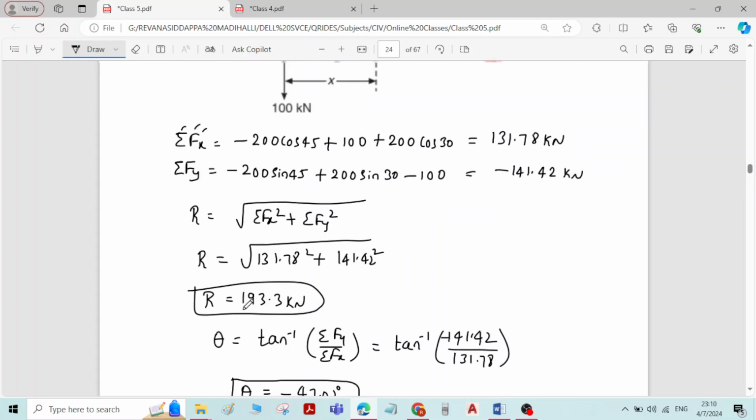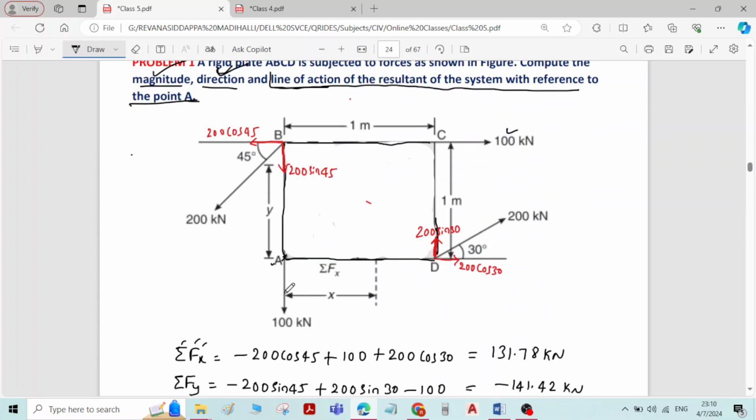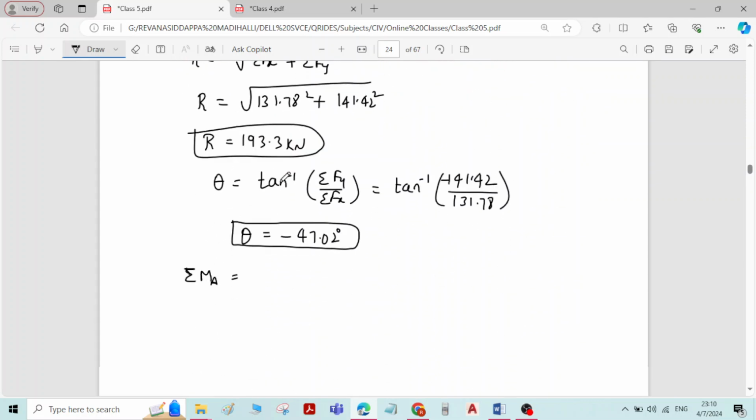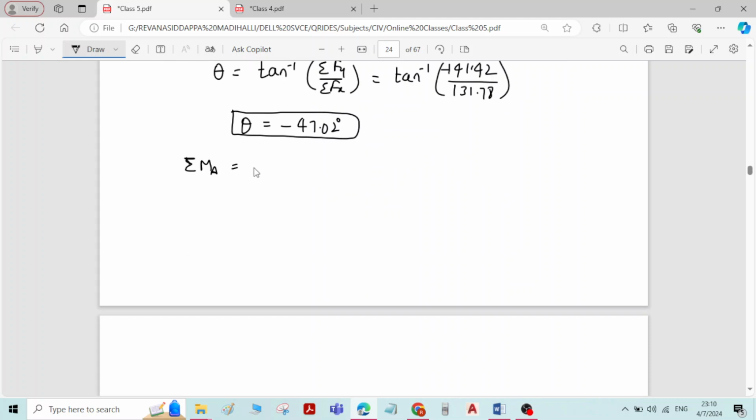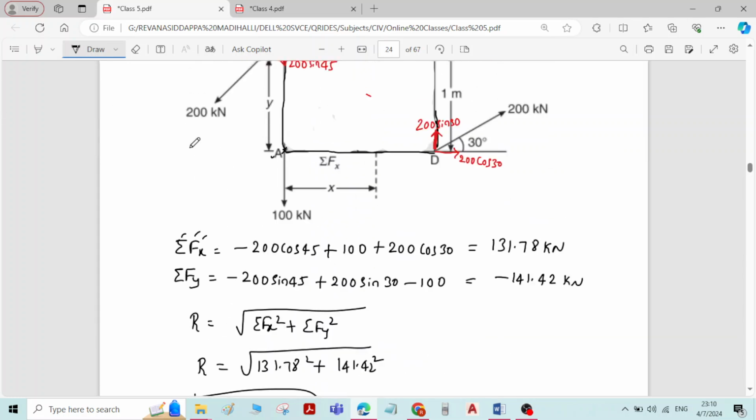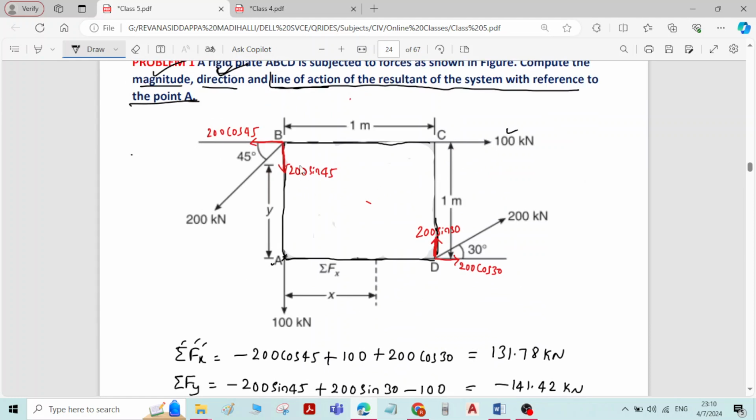Now we will consider the forces one by one. First I will take this 200 cos 45 force, and the moment of 200 cos 45 about the point A. About the point A, moment, we all know, is the product of force into perpendicular distance. Force is 200 cos 45.